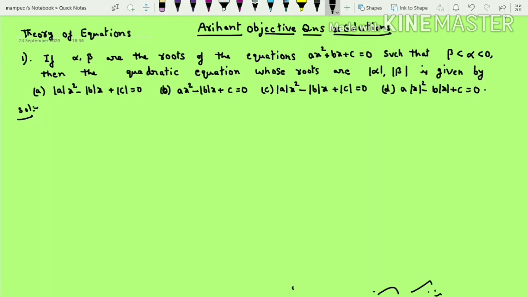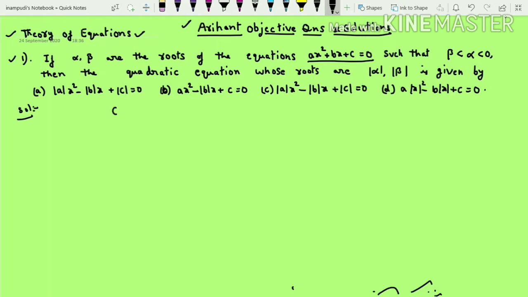Objective questions and solutions on the Arihant book. First, we discuss questions on the theory of equations. This is the first question: alpha and beta are the roots of the equation ax square plus bx plus c equal to 0.